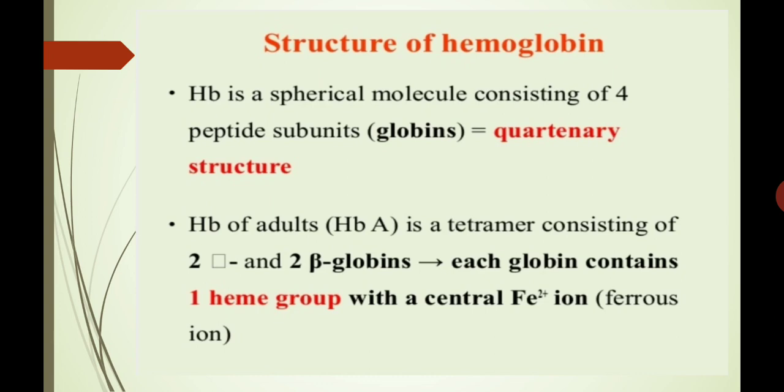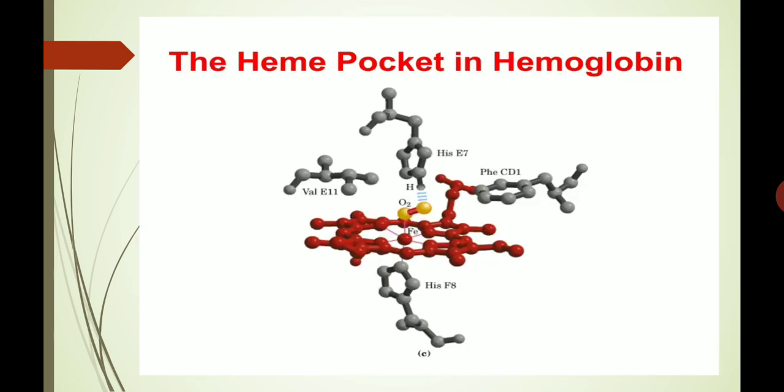Hemoglobin, written as Hb, is a spherical molecule consisting of 4 peptide subunits, that is globins, that equals the quaternary structure. Hemoglobin of adults, HbA, is a tetramer consisting of 2 alpha and 2 beta globins. Each globin contains one heme group with the central ferrous ion. The heme pocket in hemoglobin is shown in this diagram. In the center we can see the ferrous ion.